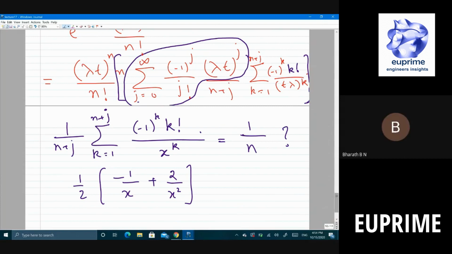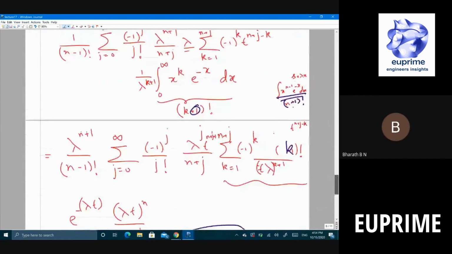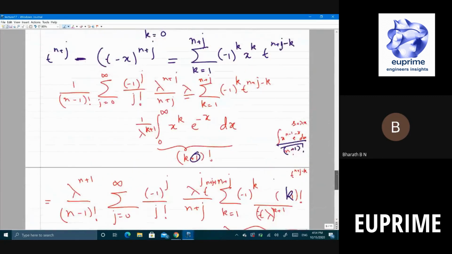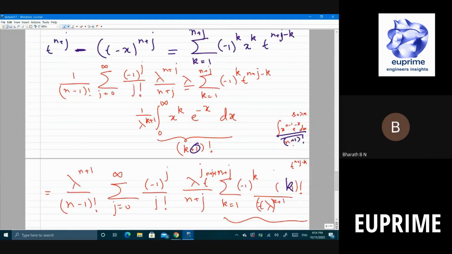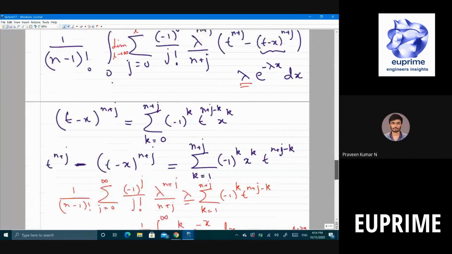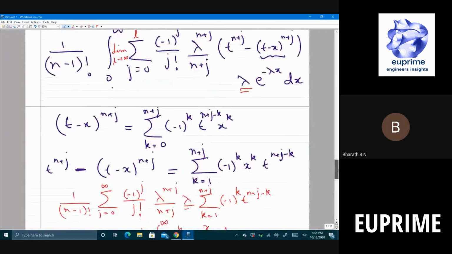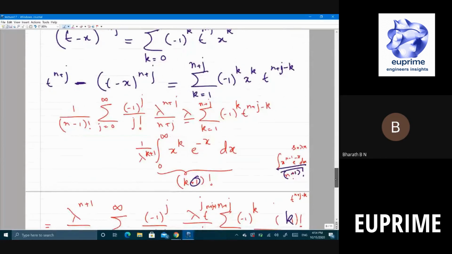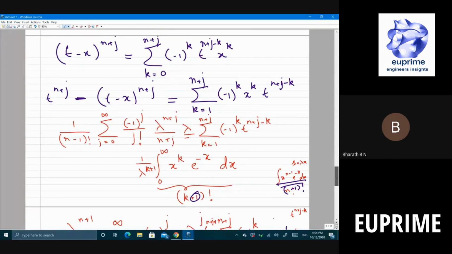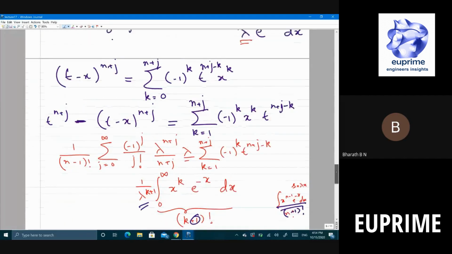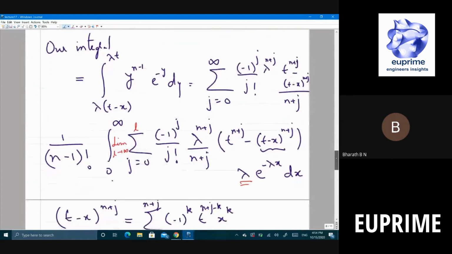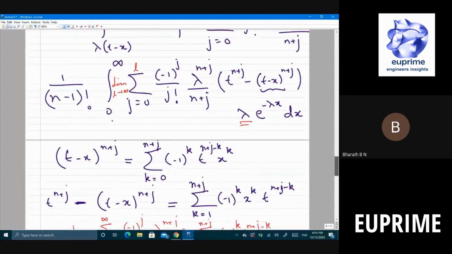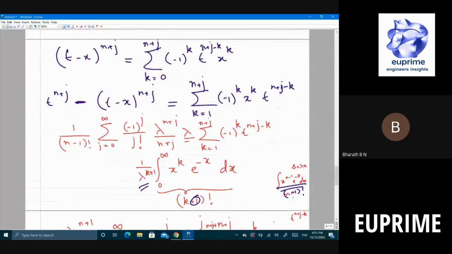And where did you get this lambda t from? Where did we get this 1 by lambda t from? Sir, by some substitution here. Oh, this is 1 by lambda power k plus 1. Why did we get this 1 by lambda power k plus 1? I don't know. We took t outside, sir. T is fine. No, we had 1 by lambda power k plus 1. Where did this come from? There is no 1 by lambda power k plus 1, right?